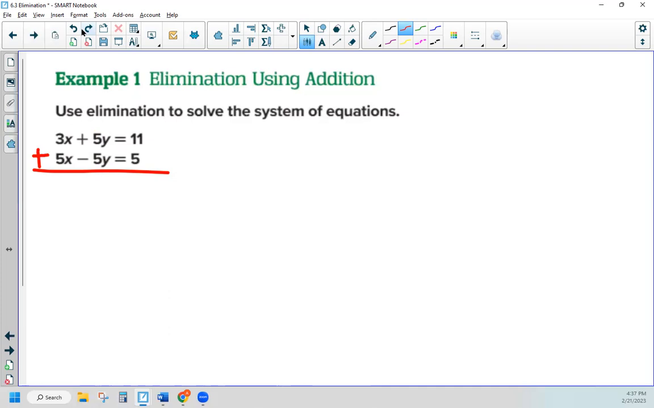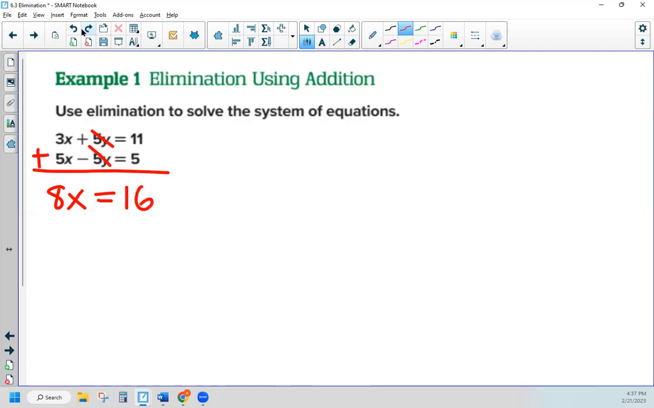All right, so let's go ahead and do the math. 3x plus 5x, beautiful. They're like terms, so I can add them: 8x. A 5 plus a negative 5, meaning 5 minus 5, cancels out. This is called the elimination process. This is the reason I'm doing this. And then 11 plus 5, that's going to give me 16.